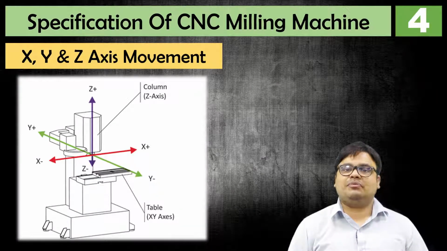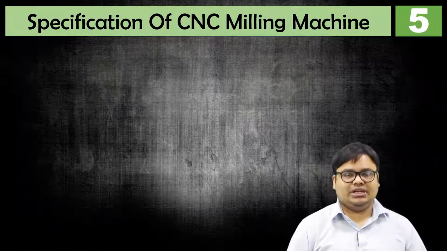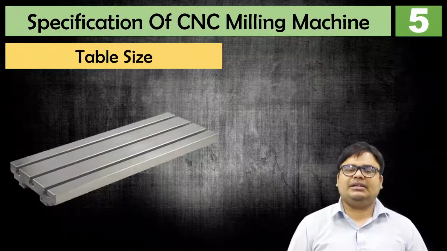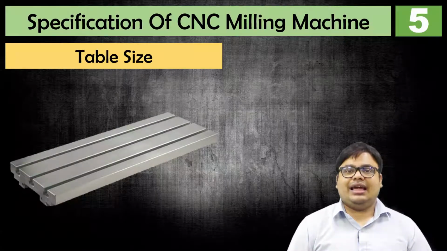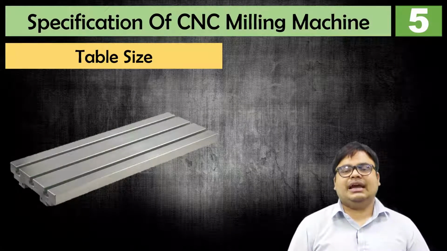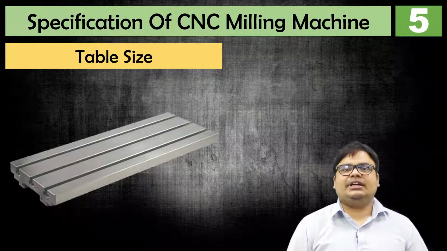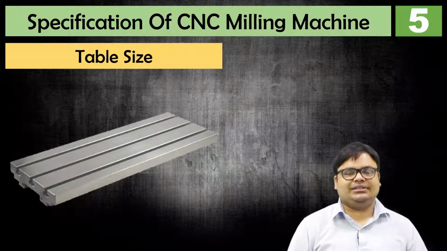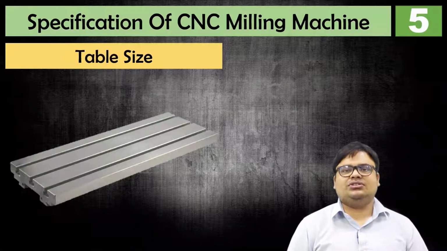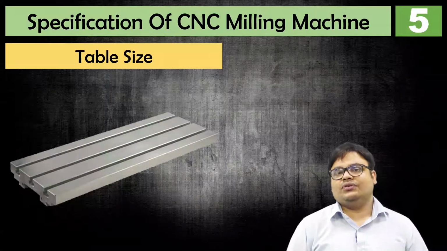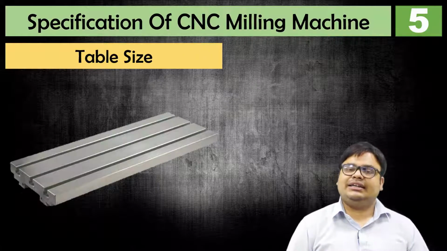Moving on to the fifth specification of a CNC milling machine, we have the table size. Here the table size plays a very vital role. The table size is the length and width of the job that can be held on this particular machine. If the table size is smaller than the job size, then we cannot load the job on the machine. So always the job size should be smaller than the table size. For that purpose we should always have an idea regarding the table size.